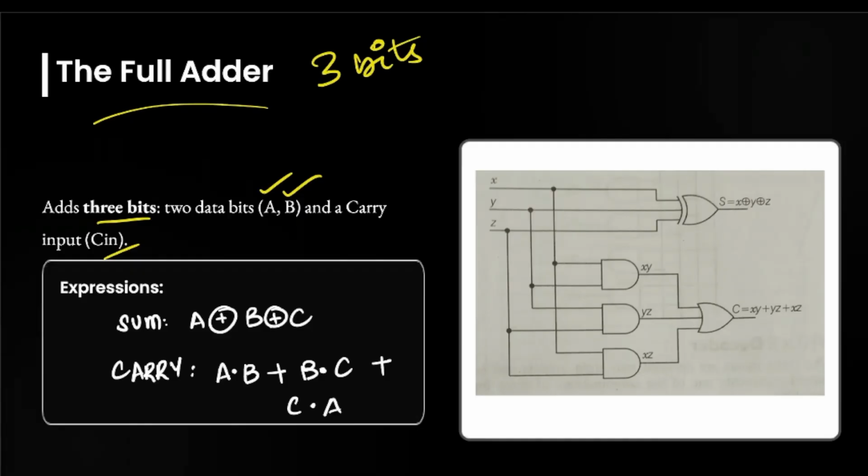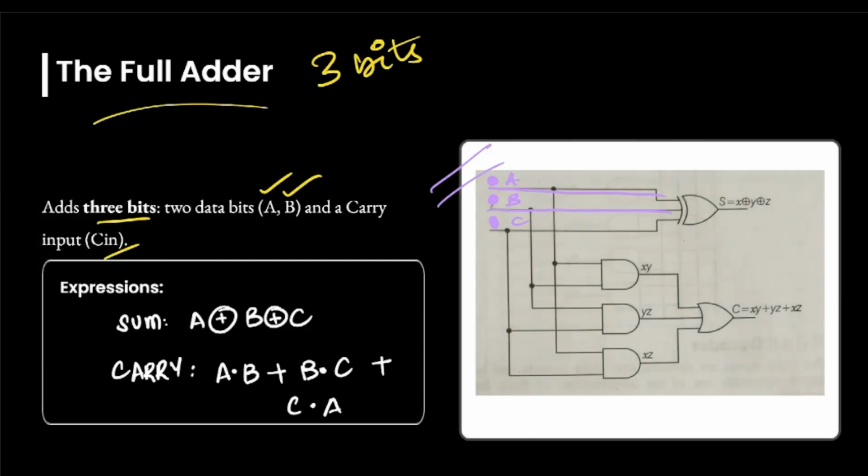If you look at the logic diagram, it's exactly what it represents. Here X is A, Y is B, Z is C, right? Just change that. So X, Y, Z go through XOR gates to give you the sum, and then AND gates give A dot B, B dot C, and C dot A. And that's how you get your carry, A dot B plus B dot C plus C dot A.